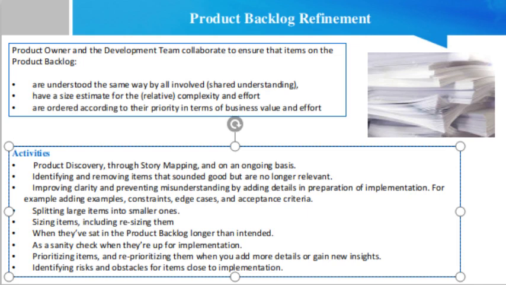Identifying risks and obstacles for items close to implementation. The outcome of these activities should be a product backlog that is DEEP, an acronym coined by Roman: detailed appropriately, with more detail for items that you will implement soon. Of course, when detailing your user stories, you will want to keep the INVEST criteria in mind.